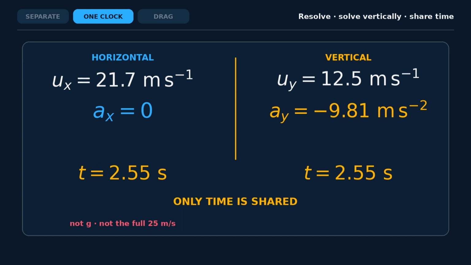Notice what did and did not move between the two columns. We did not put acceleration due to gravity in the horizontal calculation. We did not use the full launch speed as the horizontal velocity. Only the time is shared between the two.